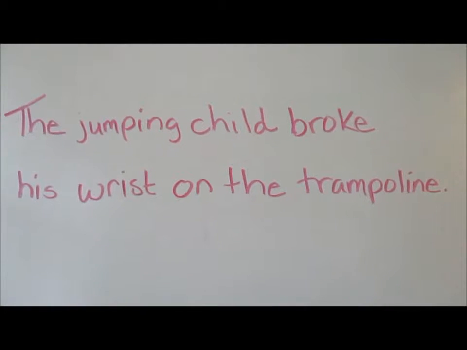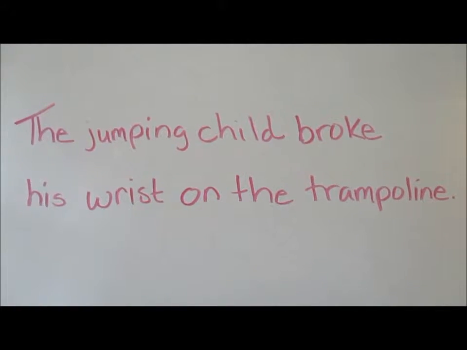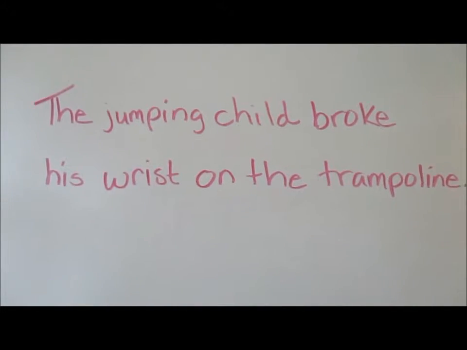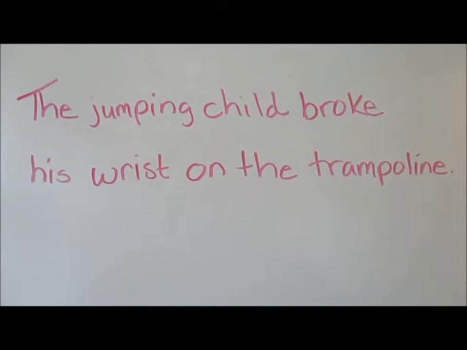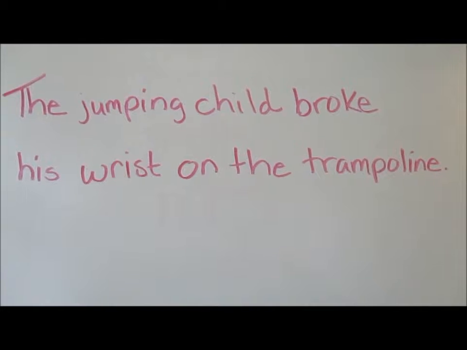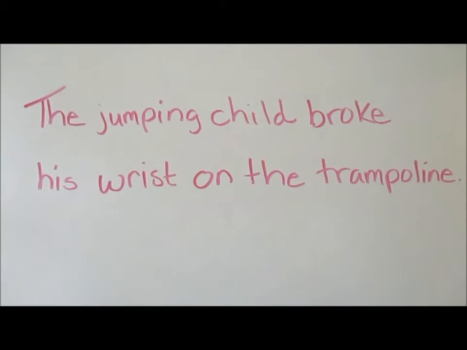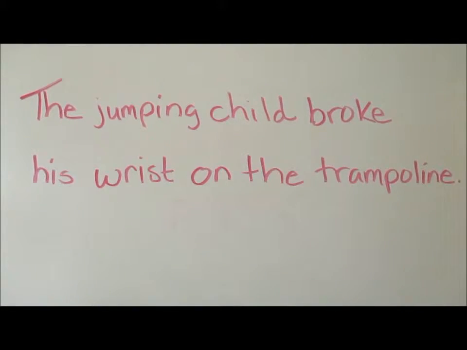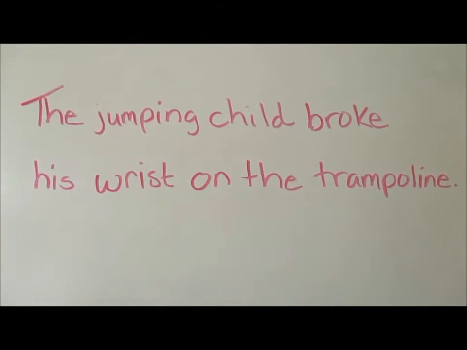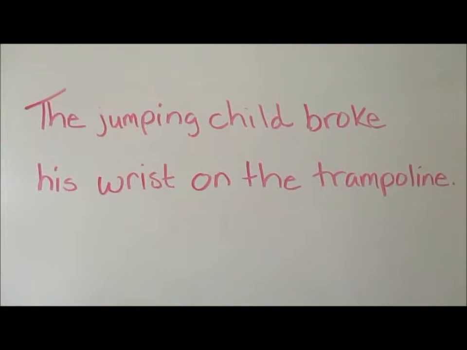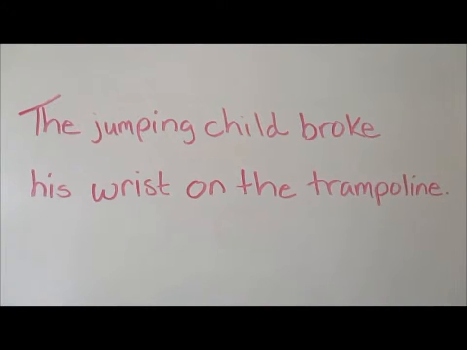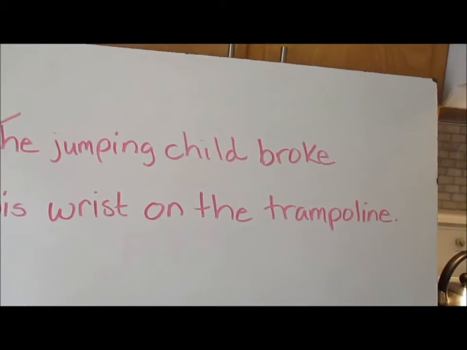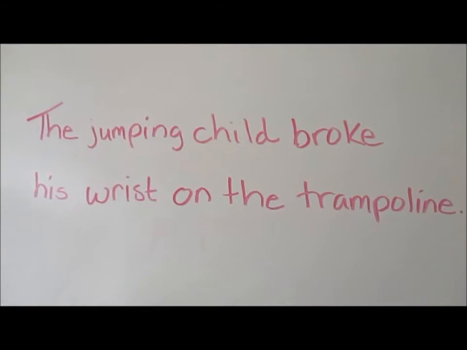Here is an example of the verbal participle in action in a sentence. The jumping child broke his wrist on the trampoline. We know that we're looking for an ing or an ed word, so it's obvious that jumping is going to be the word we're going to focus on. And it is describing child.